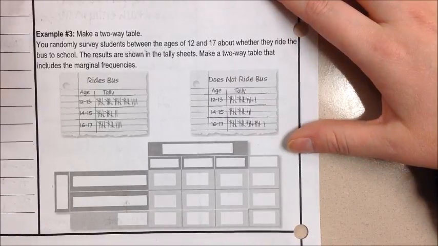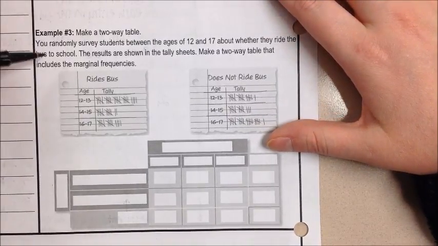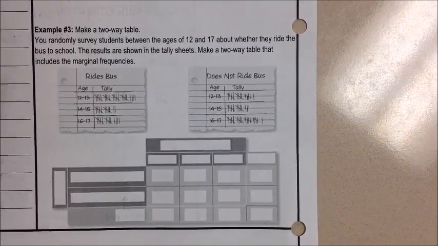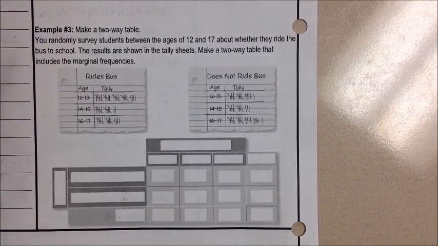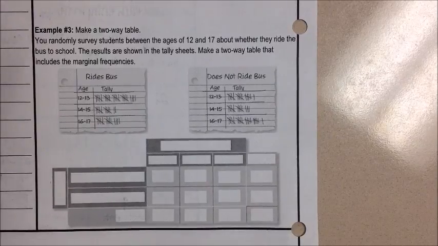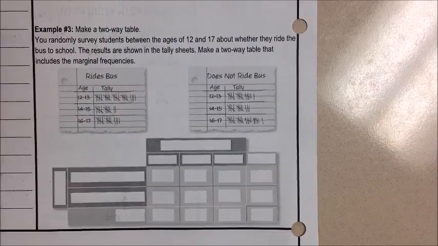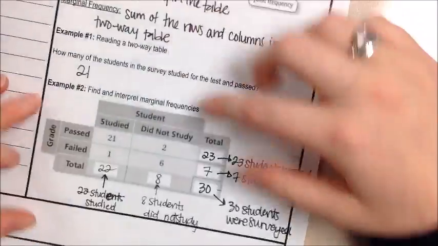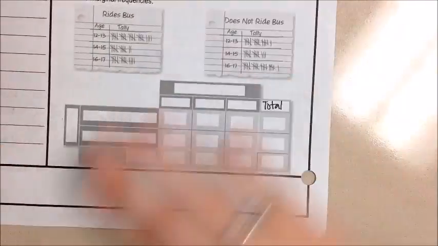It says you randomly surveyed students between the ages of 12 and 17 about whether they ride the bus to school. The results are shown in the tally sheets. Make a two-way table that includes the marginal frequencies. If we're including marginal frequencies, that means I'm going to have the totals. If you look back, they had the extra row and column for the total. So I'm putting the total in here.